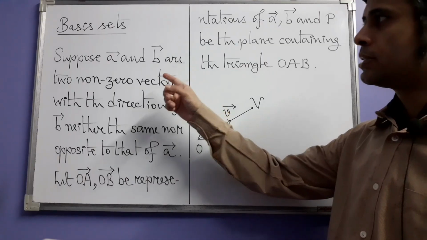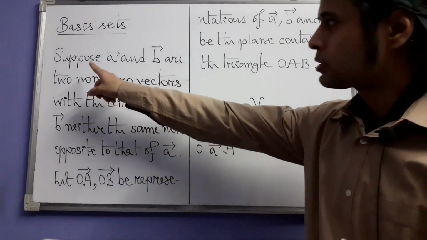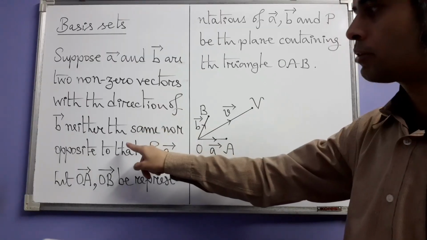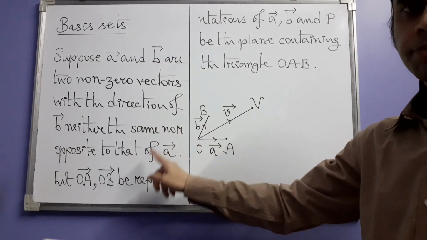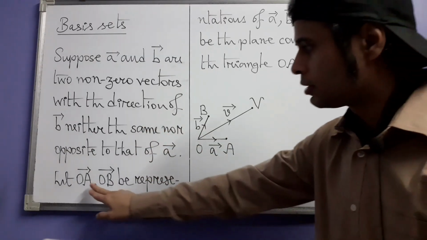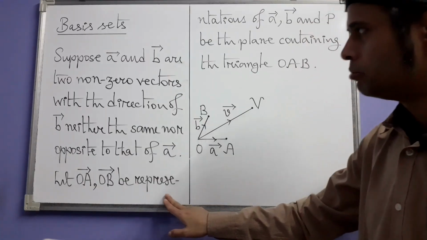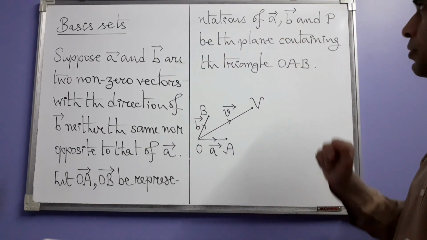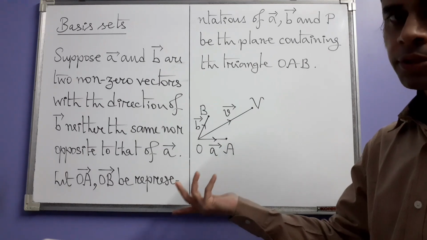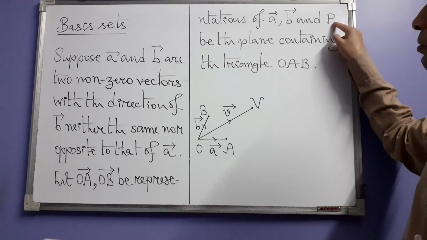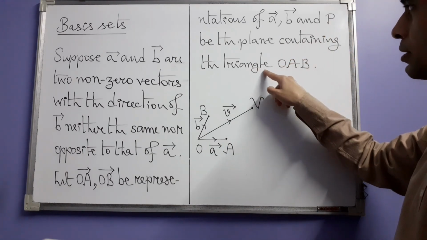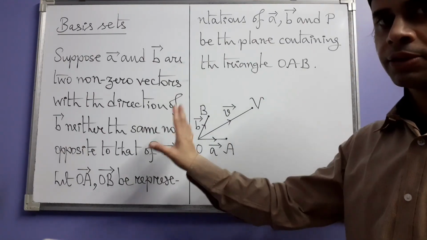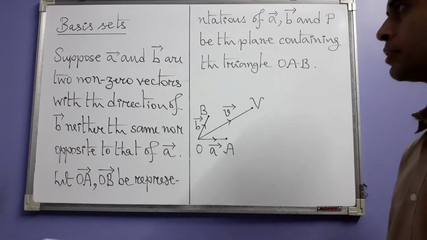Next we have basis sets. Suppose a and b are two non-zero vectors with the direction of b neither the same nor opposite to that of a. Let OA and OB be representations of these vectors a and b respectively. Geometric representations of course you already know. And let P be the plane containing the triangle OAB. Okay, so let's now see what all these things are.